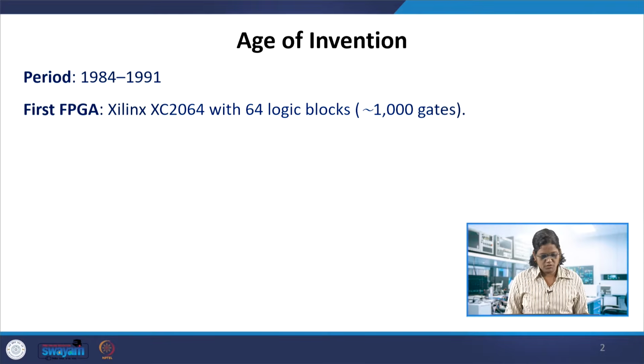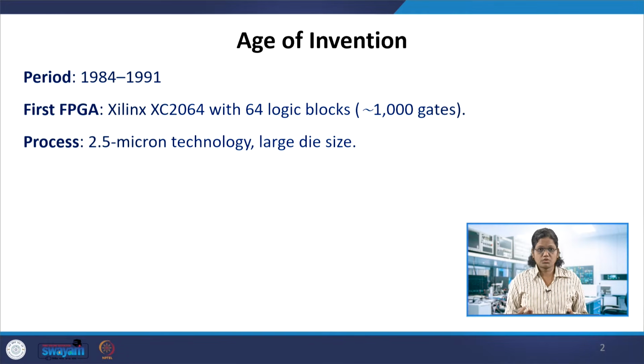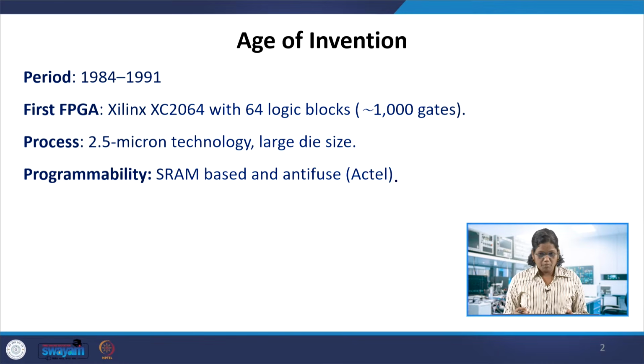The first FPGA which we looked at in the previous lecture is the Xilinx XC2064 with 64 logic blocks and 3 input LUTs, also registers, which is approximately 1000 gates. The process technology used was 2.5 micron technology, so the die size was large. Mainly, fitting the functions into that large die was the challenge.